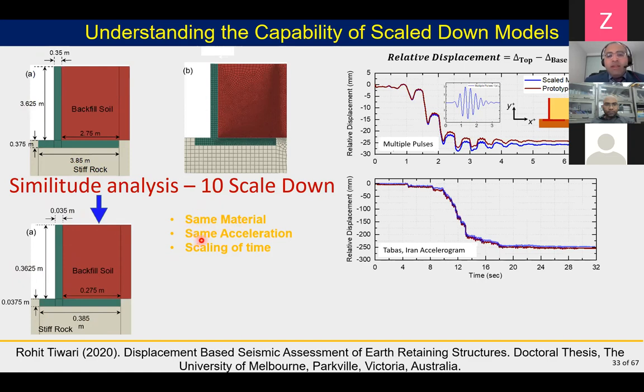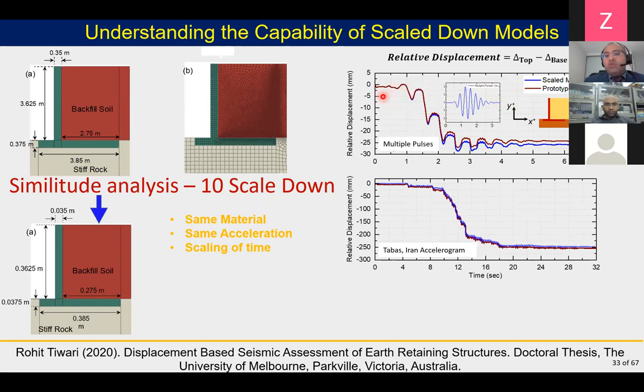The assumption was same material, same acceleration, scaling of time. Apply the scaled down properties to the backfill, scaled down properties to the retaining wall, and then compare the result from the full scale and the scaled down model, and here's the result. So very interestingly, you can see the scaled down model can replicate the behavior of the full scale prototype model very accurately if the scaling laws have been followed properly. But you cannot get the same response, because the scaled down model will not show you the same displacement; it will show you a displacement which is scaled down.